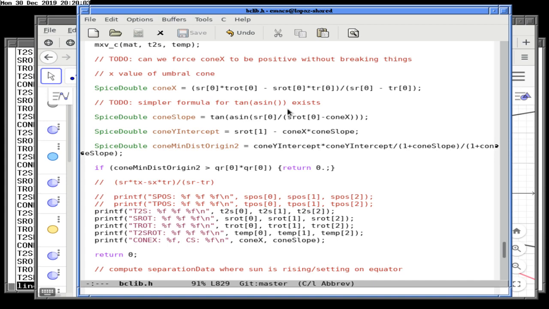And in this case, I don't think I need a cone slope 2, but I probably need a cone y, and I guess this is actually a line, not a cone, but we'll still pretend it's a line. So this will be cone y intercept 1.